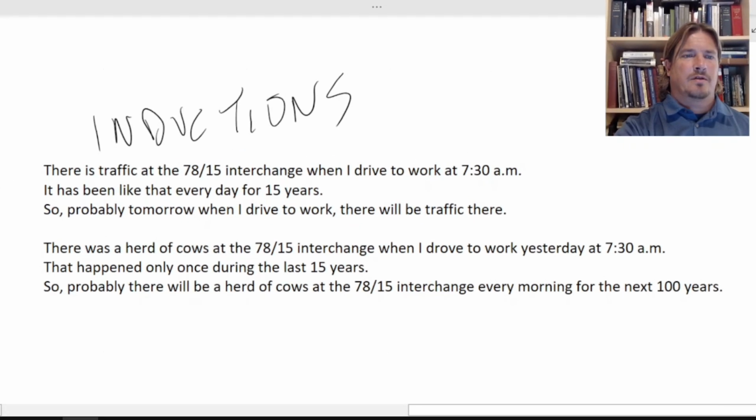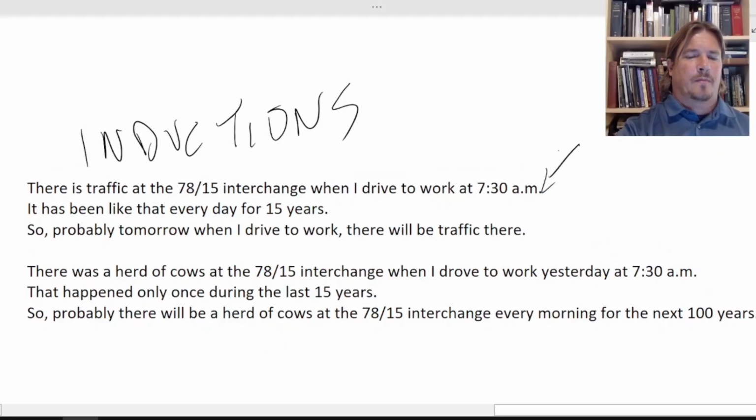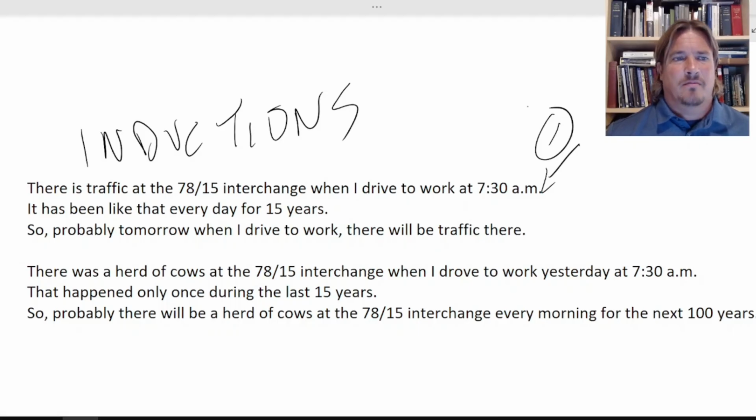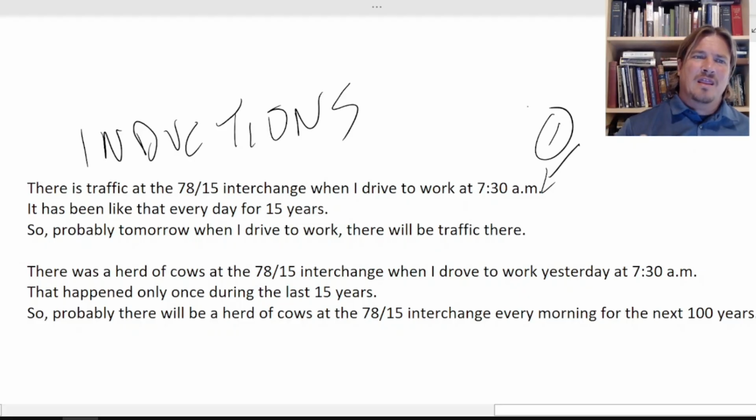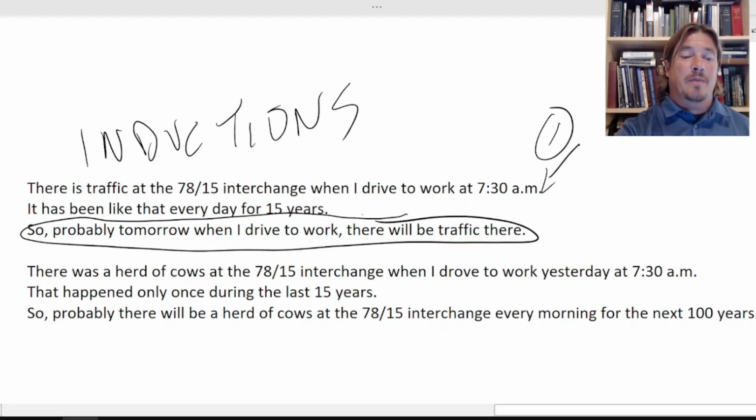So let's look at this first example. Example 1. Premise 1: there's traffic at the 78/15 interchange when I drive to work at 7:30 in the morning. And premise 2: it's been like that every day for the last 15 years I've had this job. So probably tomorrow when I drive to work, there will be traffic at that spot. Now, that's an induction. Why? Because it's making the claim that if these premises were true, the conclusion is likely to be true. Remember, it's claiming that the conclusion is likely to be true.